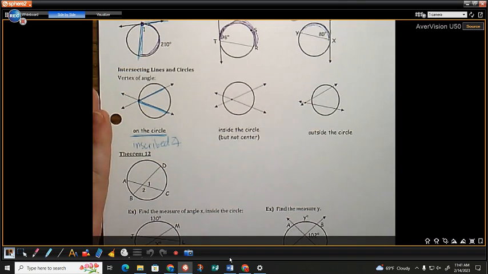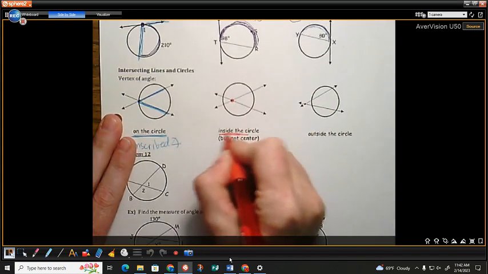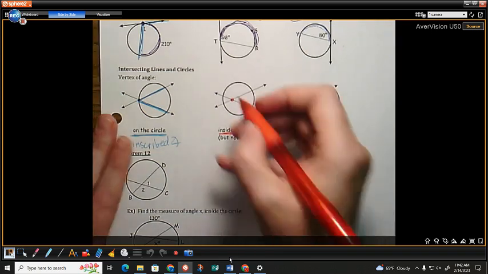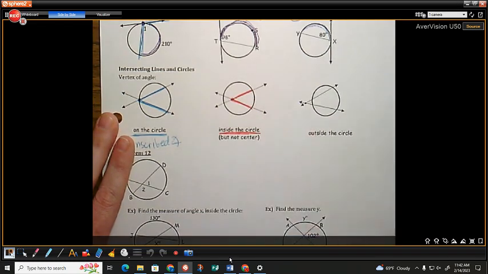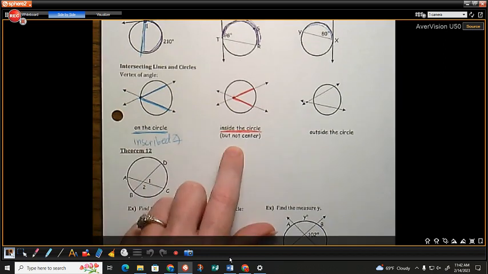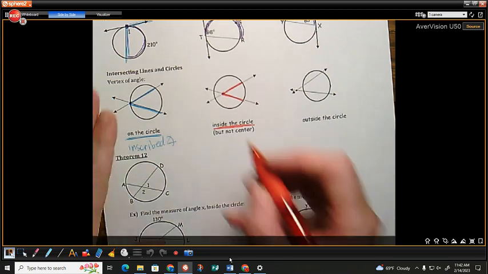Or your two lines or your two chords or your two whatevers could intersect inside the circle, but not at the center. Okay? And that's going to form this kind of angle. It's not a central angle. How come? It's not the center. Is it an inscribed angle? No. So it doesn't meet any of the rules we just did.